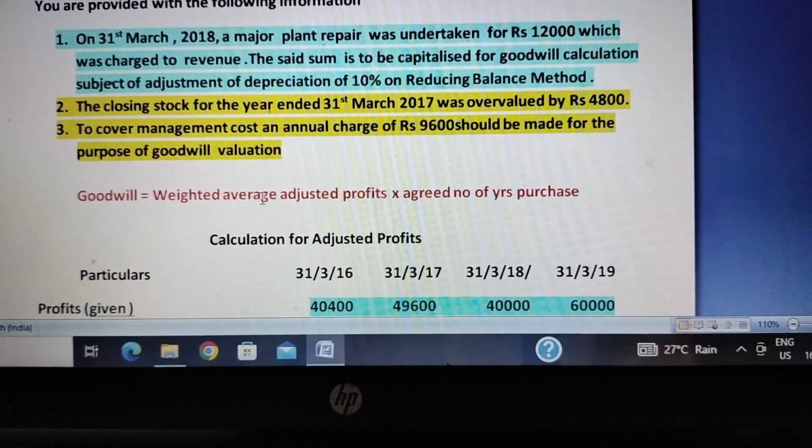See, the goodwill on the weighted average profit means the weighted average adjusted profit into the aggregate number of years' purchase. The aggregate number of years' purchase is given, that is 3 years' purchase.